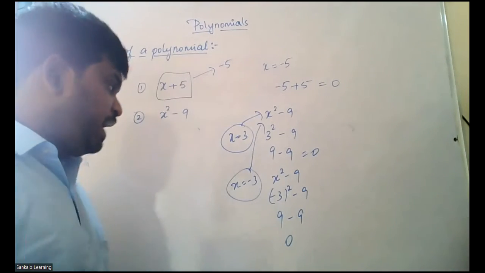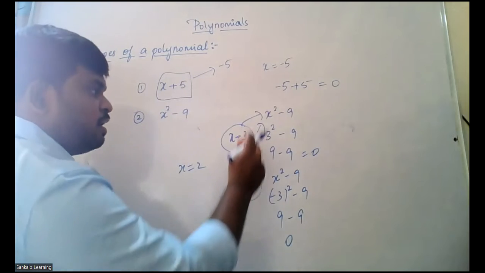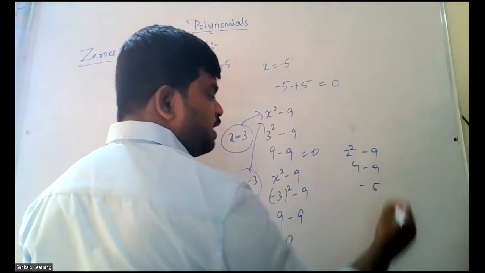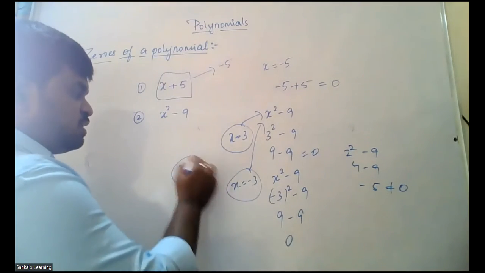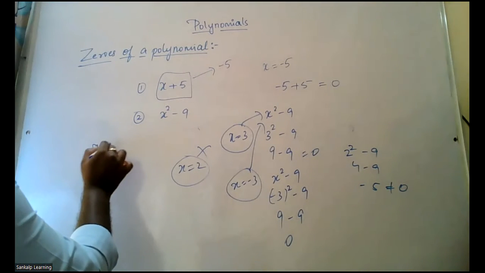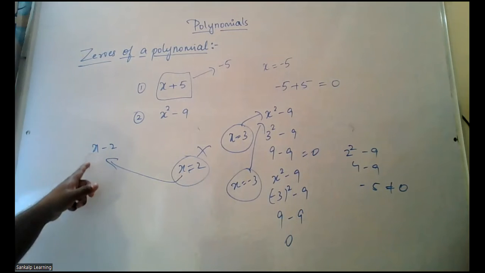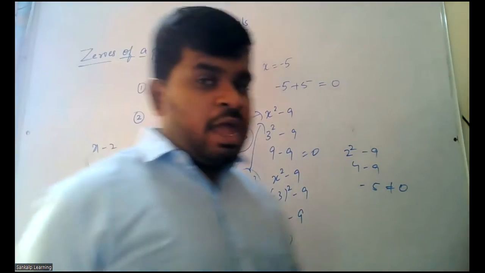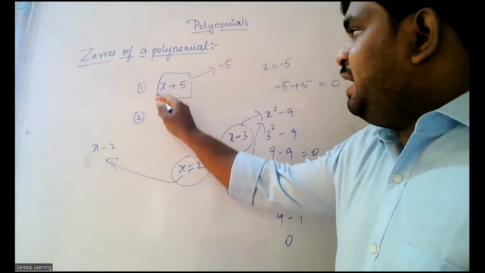Okay. But can I say x is equal to 2 is 0 of this polynomial? Let's check it. In place of x, just put 2. 2 square is 4. 4 minus 9 is minus 5. So which is not equal to 0. Therefore, this is not 0 of this polynomial. Okay. Or let's take x minus 2. This x equal to 2 will be 0 of this polynomial, because if you put x as 2, 2 minus 2 is 0.